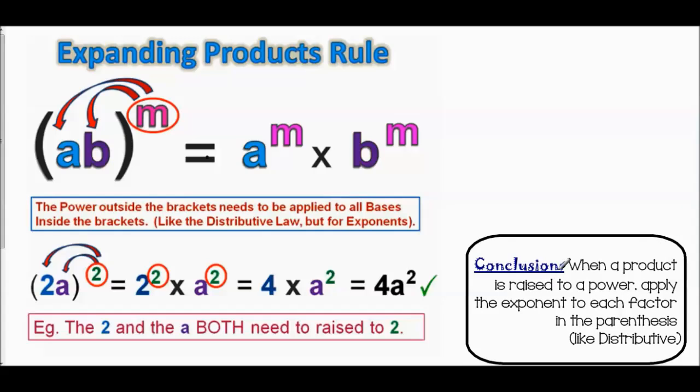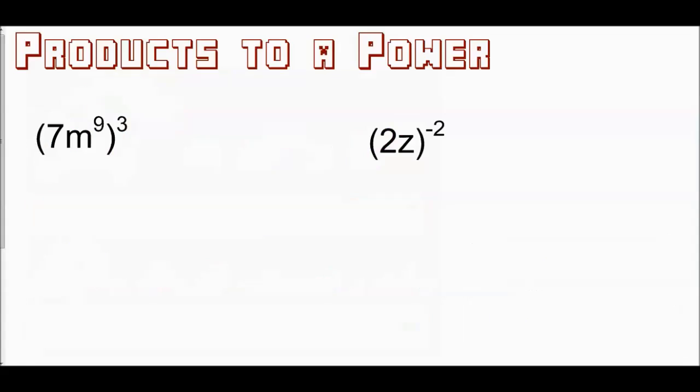So concluding for this, when a product, meaning there's something being multiplied inside the parentheses, is raised to a power, you apply that exponent to each factor inside the parentheses like you do with a distributive property.